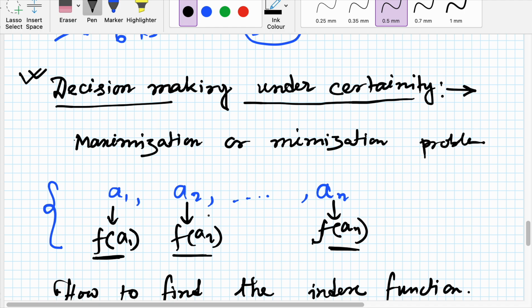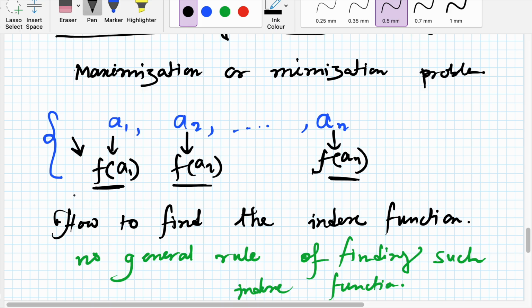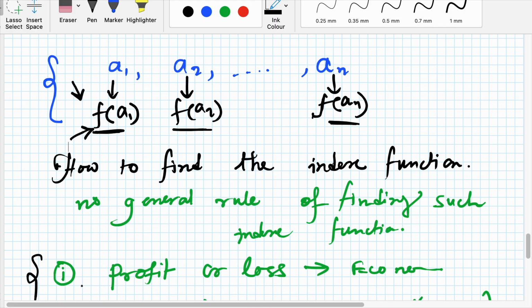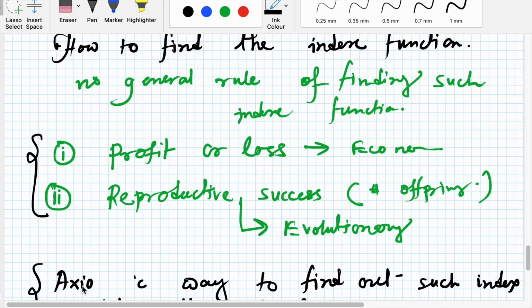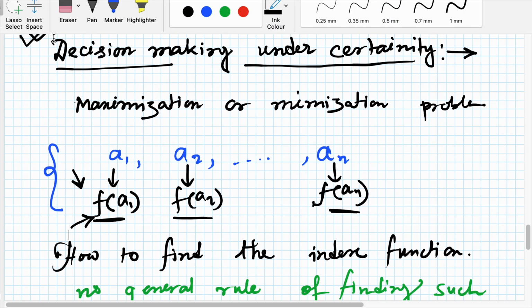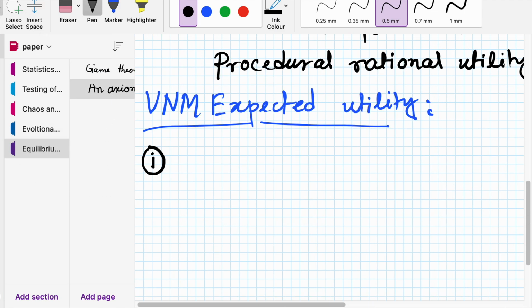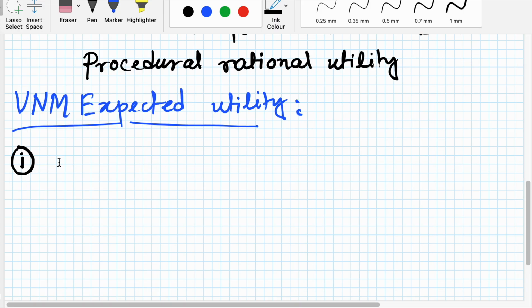and the main challenge that one finds there is how to write this index function in general. We have faced the problem that there is no general way to write this index function, but in the case of economic problems and evolution problems, one knows this index function, and basically these index functions are nothing but the utility that we are talking about here. So first we will learn about decision making under certainty.